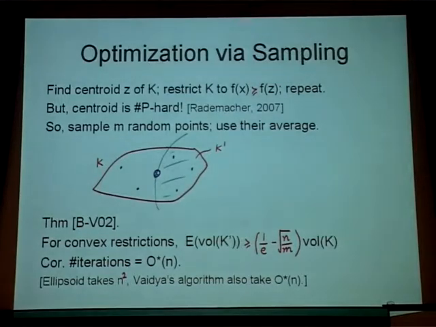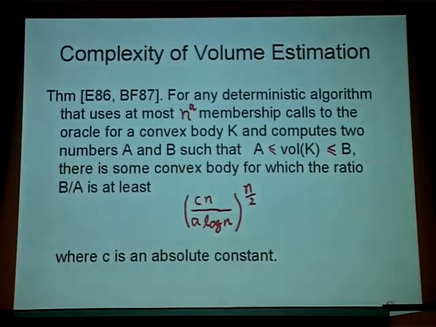In fact, if you work this out, the total number of iterations that this takes to solve the convex optimization problem in full generality is linear in the dimension, unlike the ellipsoid, which takes quadratic. And there was already another algorithm by Vaidya, which also takes a linear number of iterations. Okay, that's problem 1. Problem 2 is volume.